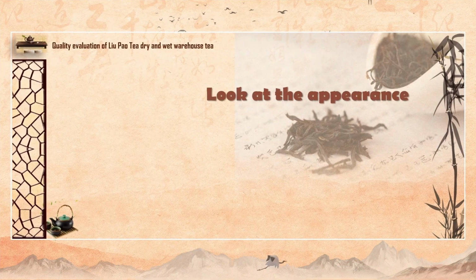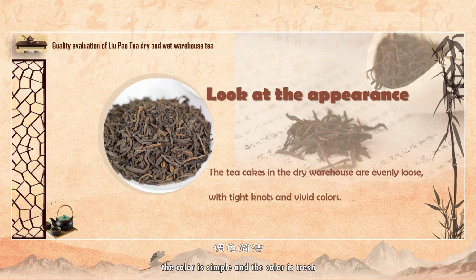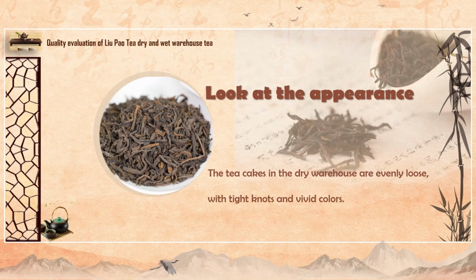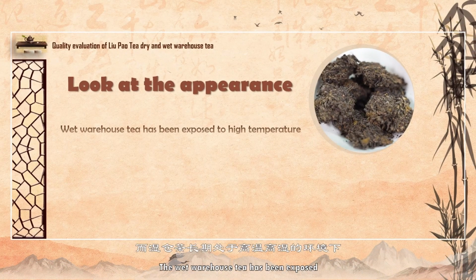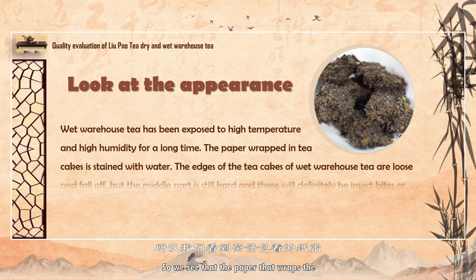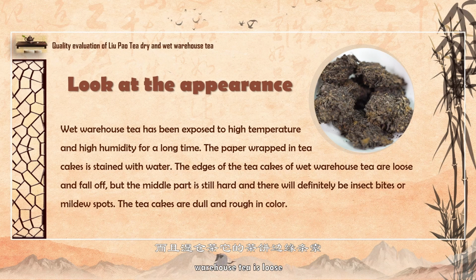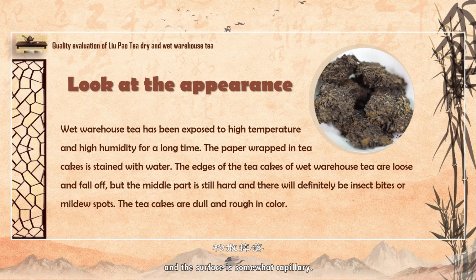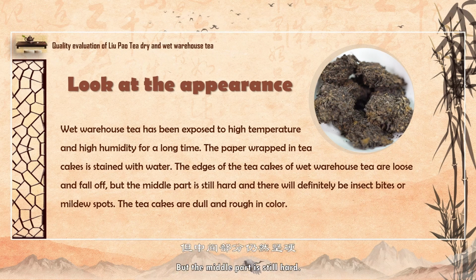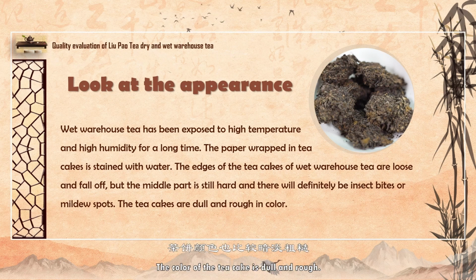First, look at the appearance. The tea cake in the dry warehouse is uniform and loose. The color is simple and fresh. The wet warehouse tea has been exposed to high temperature and high humidity for a long time, so we see that the paper that wraps the tea cake is prone to water stains. Moreover, the edge of the tea cake of the wet warehouse is loose and the surface is somewhat capillary, but the middle part is still hard. There will definitely be insect bites or mildew. The color of the tea cake is dull and rough.